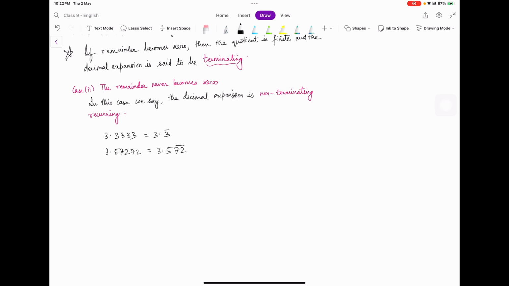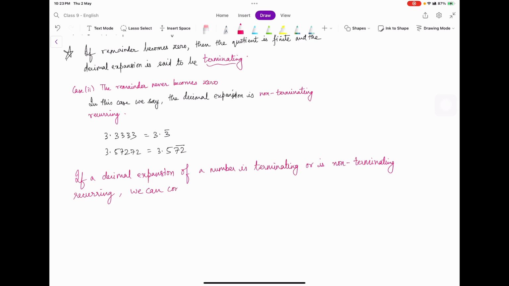So what is the definition? We can say, if the decimal expansion of a number is terminating or is non-terminating recurring, we can conclude it to be a rational number. We got only two properties.